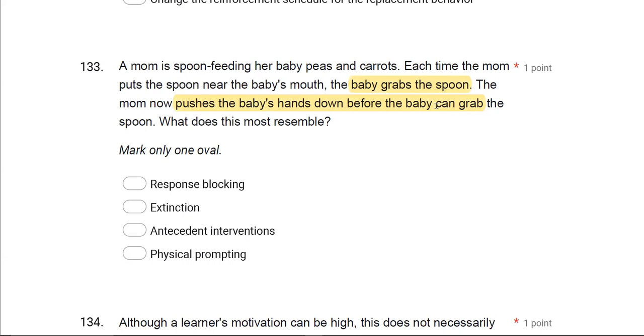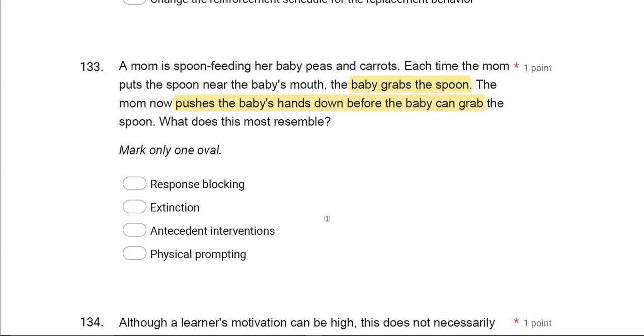And what we need to remember, response blocking is not extinction. Extinction is not response blocking. Response blocking prevents the response from occurring. And if we prevent the response from occurring, we can't put the response on extinction. The response must occur to be put on extinction. So in this case, preventing the baby from grabbing the spoon is blocking the response.